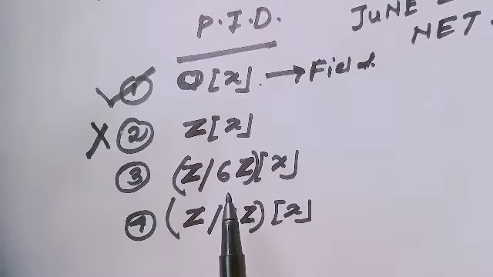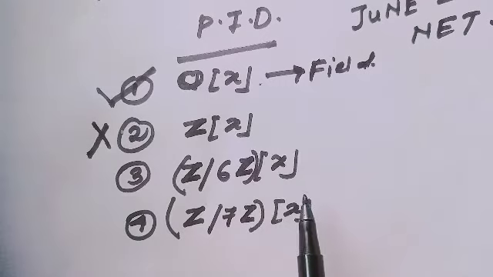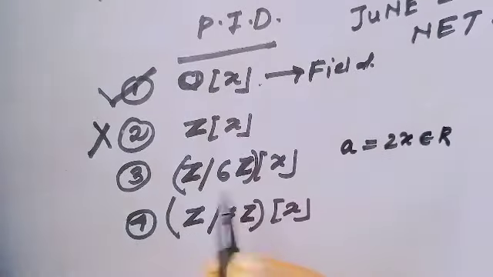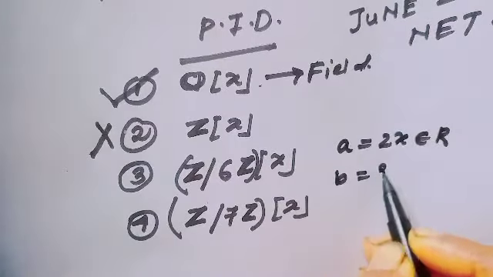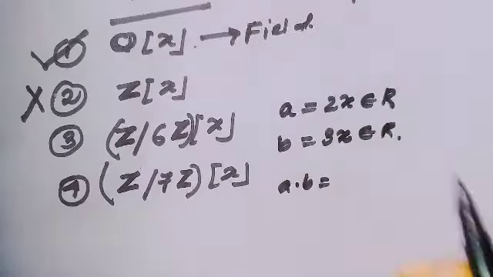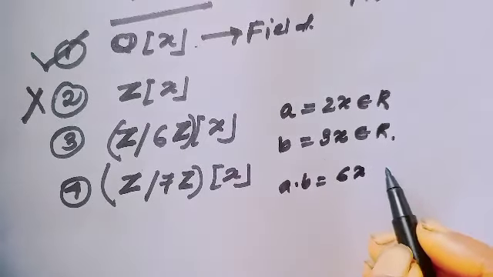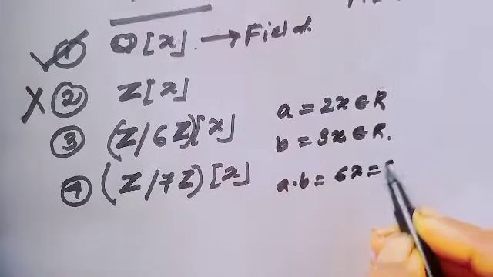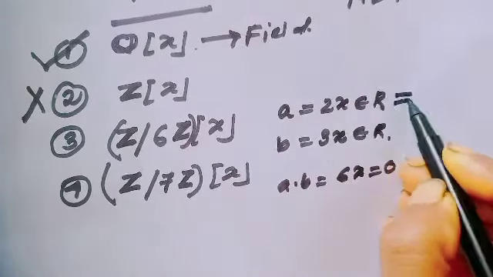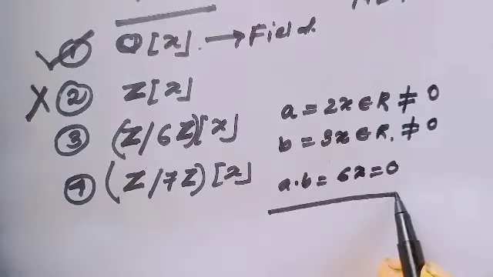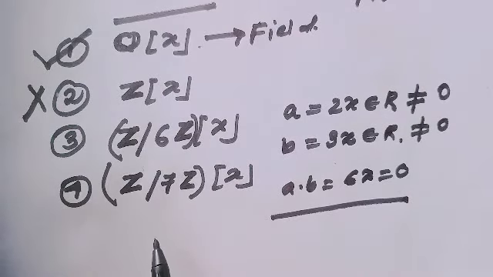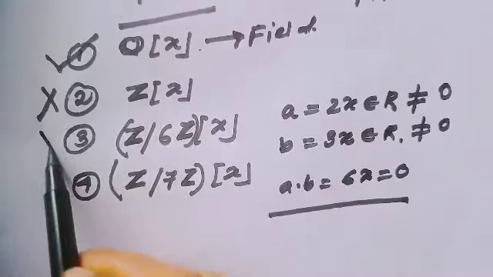And third, Z mod 6Z [x]. For this, consider an element a equal to 2x, which obviously belongs to this ring, and another element b equal to 3x, which also belongs to the ring R. Then what would be a times b? a times b would be 6x, which is equal to 0 in the ring Z mod 6Z [x]. Therefore, notice these elements are both non-zero, but their product is 0. That means this ring contains zero divisors. So, obviously this ring is not an integral domain. So, this is not a P.I.D.